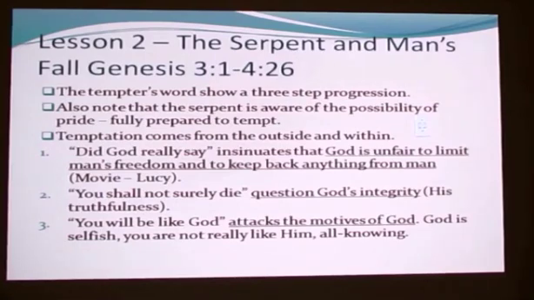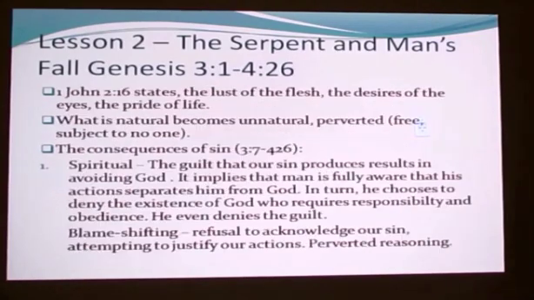The second way he comes to, he says, you shall not surely die. He questions God's integrity. He questions his truthfulness. You will be like God is the third one. Attacks the motives of God. God is selfish, he says. You're not really like him. You're not really all-knowing. 1 John 2:16 states the very same.